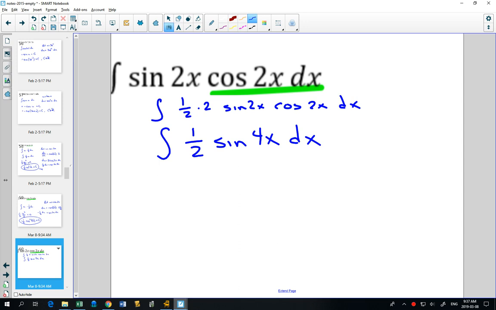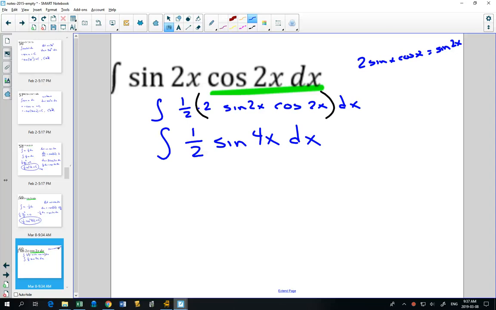What's 1/2 times 2? It's 1. Did I change anything? No. But that allowed me to go, hey, wait a minute. When I have 2 sine x cos x, that's an identity that it's equal to sine 2x. So if I have 2 sine 2x cos 2x, that's an identity that's sine 4x. And this is an even easier integral where you don't have to use substitution.